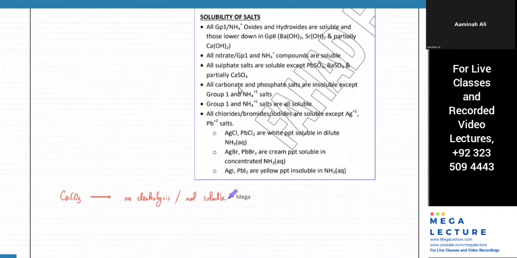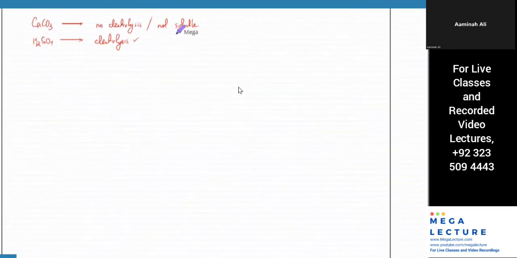What about K2SO4? Can I do electrolysis of K2SO4 in aqueous state? Yes. Because K is group 1, so it is soluble. So electrolysis will happen because it will have free moving ions, because it's soluble. So remember which compounds, if something is not soluble, no electrolysis.